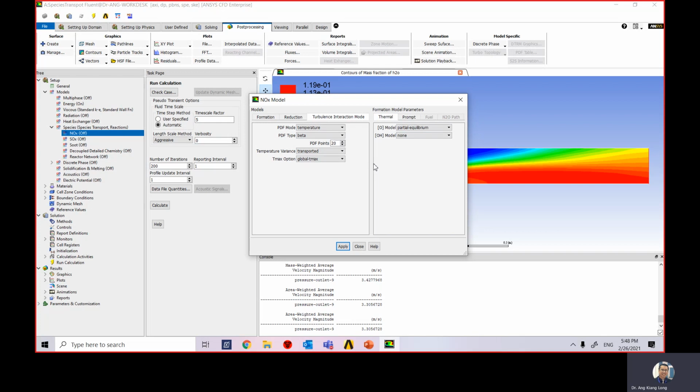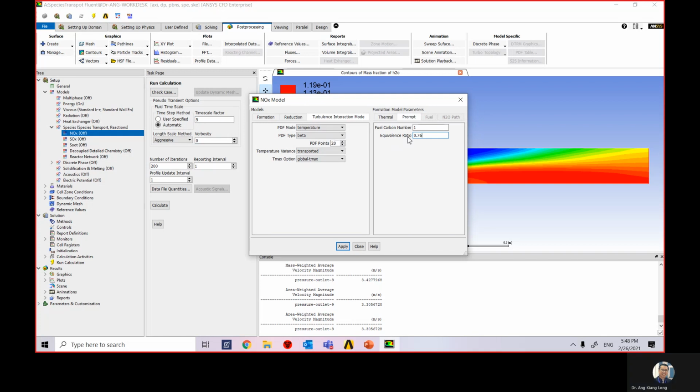Then after that, this is for the thermal. We will consider the thermal and prompt for the NOx. For thermal, we will change the oxygen to partial equilibrium. Go to prompt NOx here. We're going to the equilibrium ratio here. We will drop to 0.76 here.